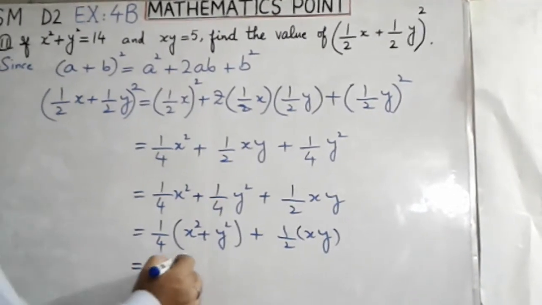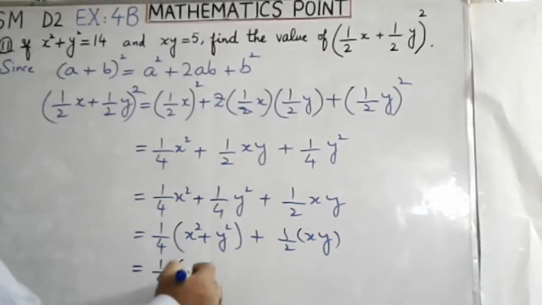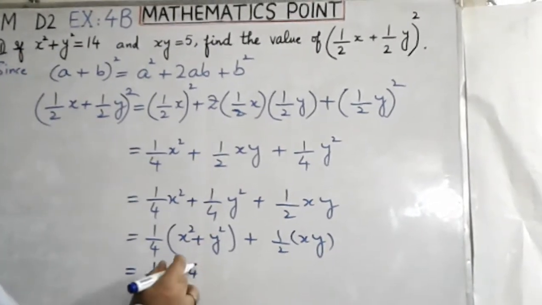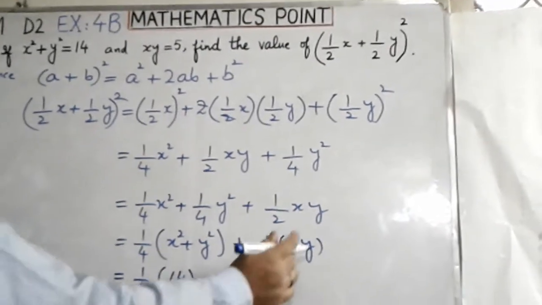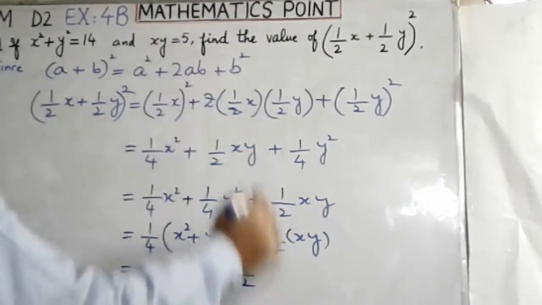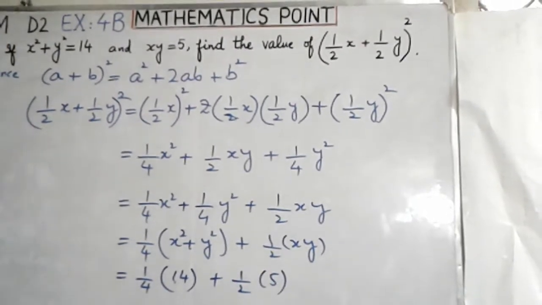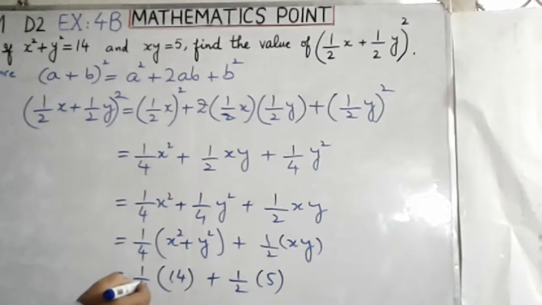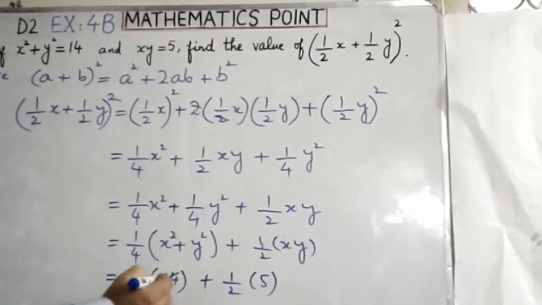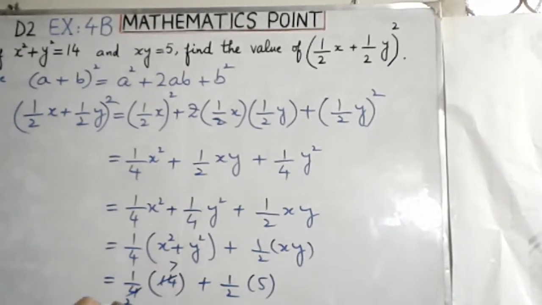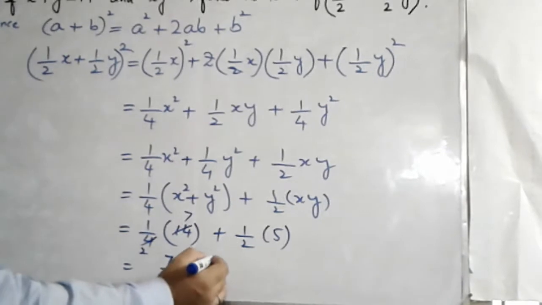1 over 4 into x square plus y square, that is 14, so write here 14, plus 1 over 2 into xy, that is 5. Now cancel out 4 with 14. It is cancelled by the table of 2. 2 2s are 4, 2 7s are 14. So we have 7 by 2 plus 5 over 2.